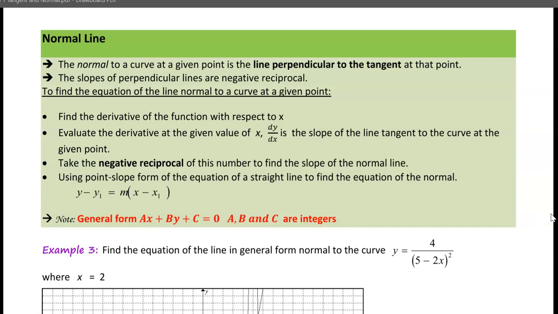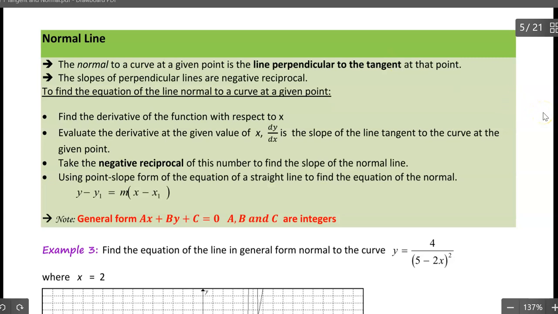Hello everyone. In this lesson, we will talk about the normal line. A line which is normal to a curve at a given point is a line perpendicular to the tangent at that given point. So before we talk about the normal, we have to talk about the tangent, because in order for us to find the equation for the normal line, we will have to find the slope for the tangent line first.